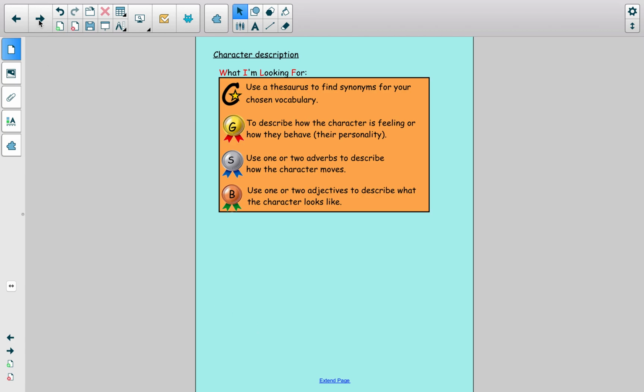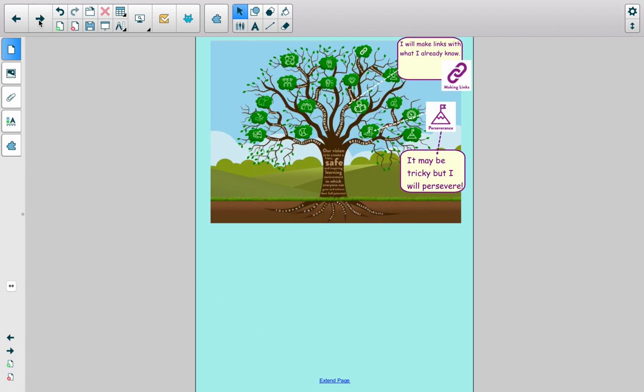Okay, let's have a look at our learning powers for today. Our learning powers today are to make links to what you already know about adjectives, verbs and adverbs to help you write character descriptions. And today you may need to persevere a little bit as you may find it tricky at times, but all we ask is for you to try your best.